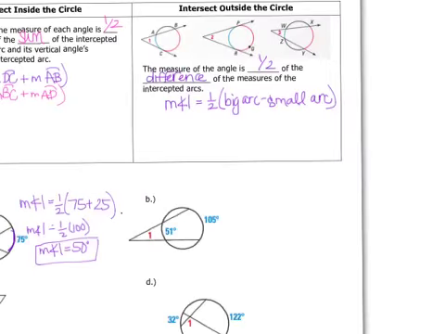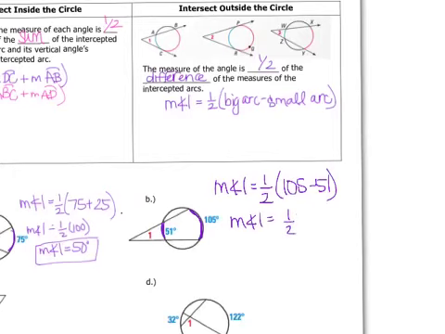If you jump down to the example right below it, you'll see this situation. Your angle is outside of the circle. You have what I refer to as the big arc, and you have what I refer to as the small arc. So to find the measure of that angle, we'll take half of the big minus the small. And then simplify. Don't forget your degree symbol.